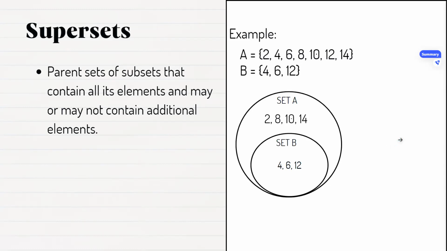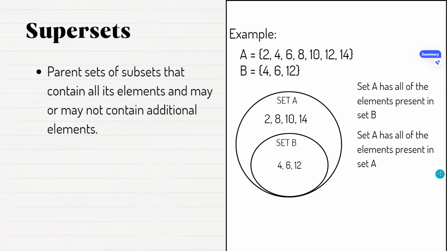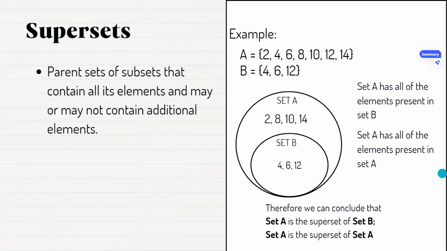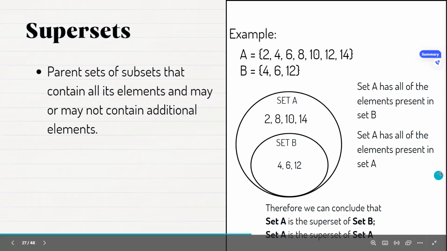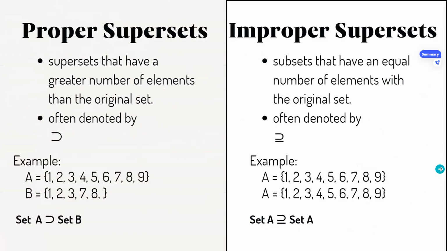And if we were to visualize it in a Venn diagram, we can see that set A has all the elements of set B, and set A has all the elements of set A. So therefore, we can conclude that set A is a superset of set B, and set A is a superset of set A. And there are two types of supersets. We have proper and improper supersets.